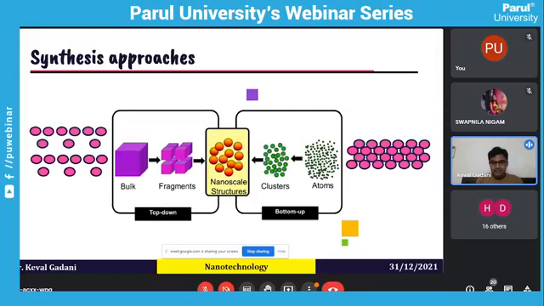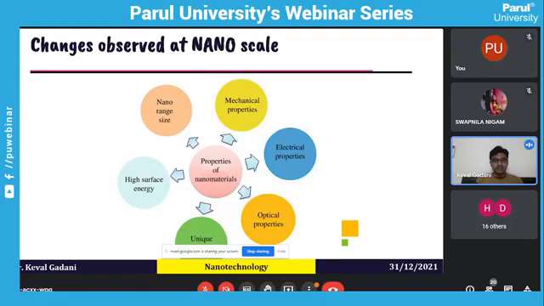Now moving ahead, why is nano very important? If you look at the properties of nanomaterials, these are the list: mechanical properties, electrical properties, optical properties, high surface energy, and nano range size. These are very unique properties of nanomaterials, and they are very different from the bulk. This is the importance of nano, because at the nanoscale strange things happen to material and the properties can change. If you compare bulk and nano, you will definitely get some new properties when you reduce the size of the same element.